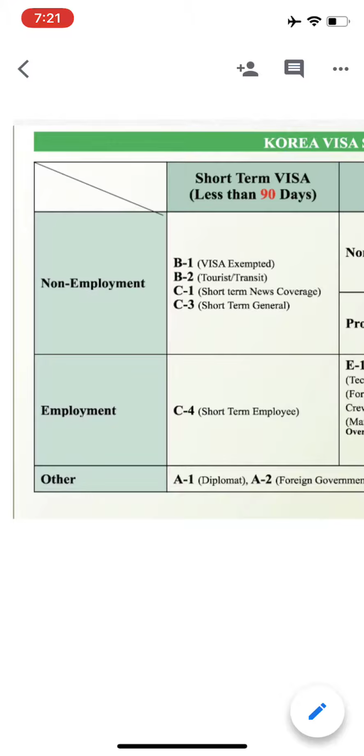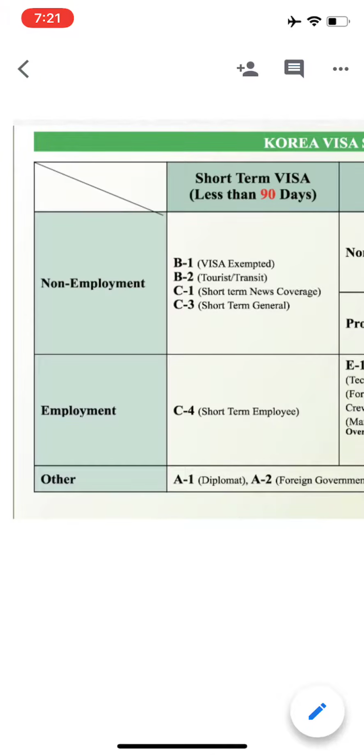A short-term visa is 90 days or less. There are 4 types, and you cannot work. Also, you cannot run your own business. As I said before, 90 days or less visa holders cannot work, and cannot run their own business, except for C4. You can check that.